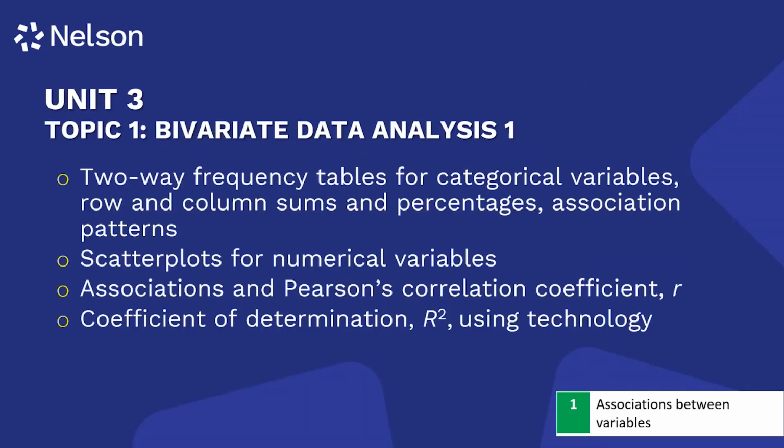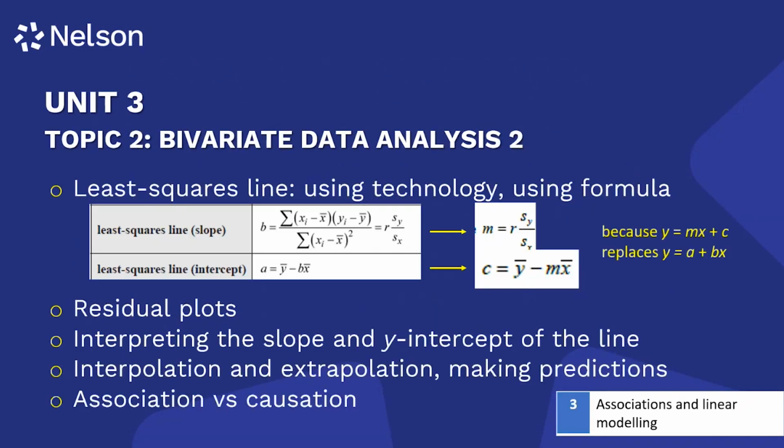So Unit 3, topic 1 is bivariate data analysis 1, and it's chapter 1 as well. So we look at two-way frequency tables, scatter plots, the Pearson's correlation coefficient, and the coefficient of determination. Bivariate data analysis 2. Well, I mean, it's all there. It hasn't changed, and it's chapter 3.